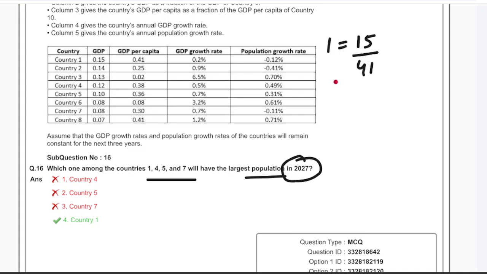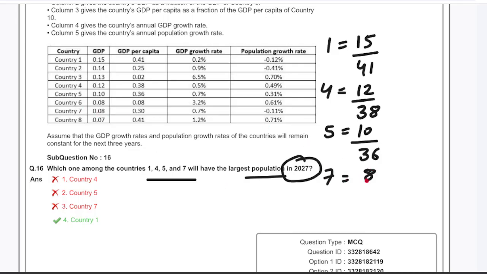For country 4, it is 12 by 38. For country 5, this is 10 by 36. For country 7, this is 8 by 30. Let's find out all of them first of all. Let's see. This 15 by 41 comes out to be 15, 0.41 into 3, 123. You are left with 27. So approximately 36. Let's write it as an approximation.